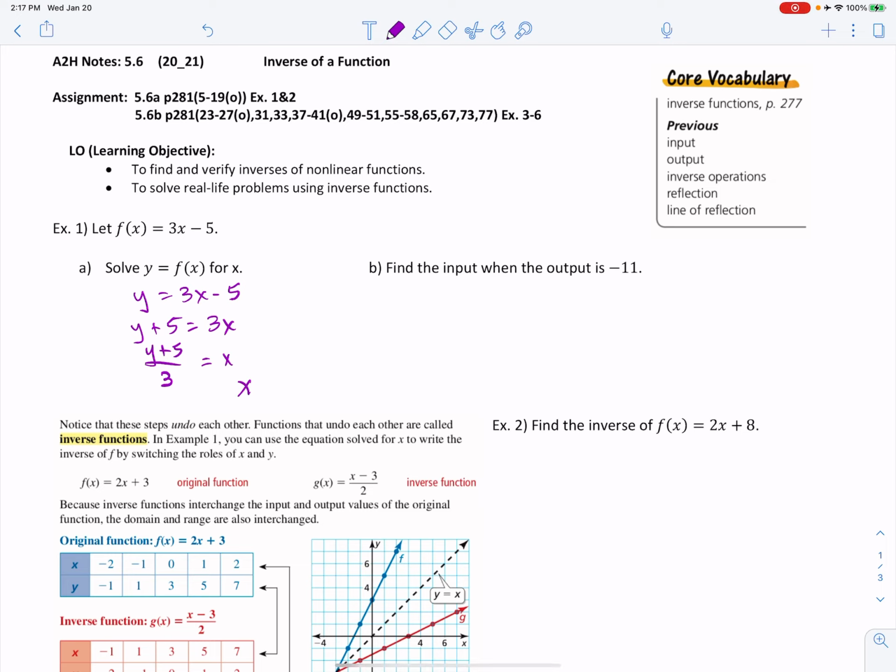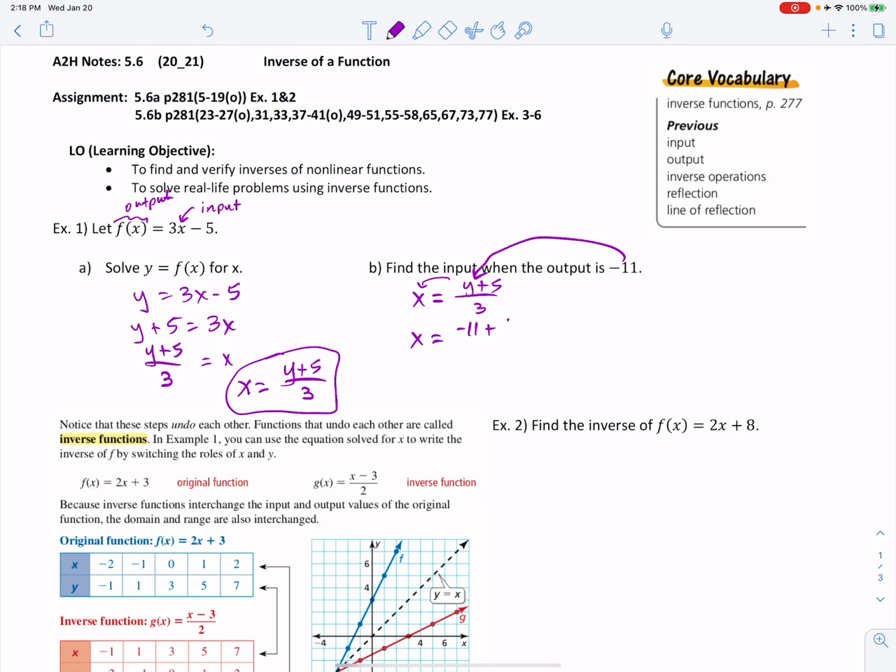And typically I would want the x on the left for my final answer. And so there is my answer. And in part B it says find the input when the output is negative 11. Well, the original problem, the x value is your input. And f of x, which is your y, is your output. So now we want to find the input, which is x, when the output is negative 11. And so the output is your y.